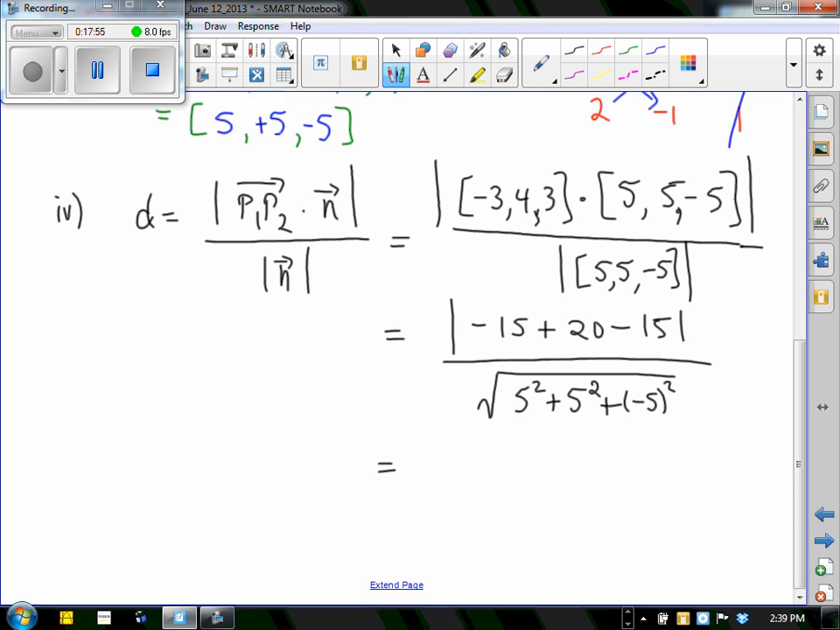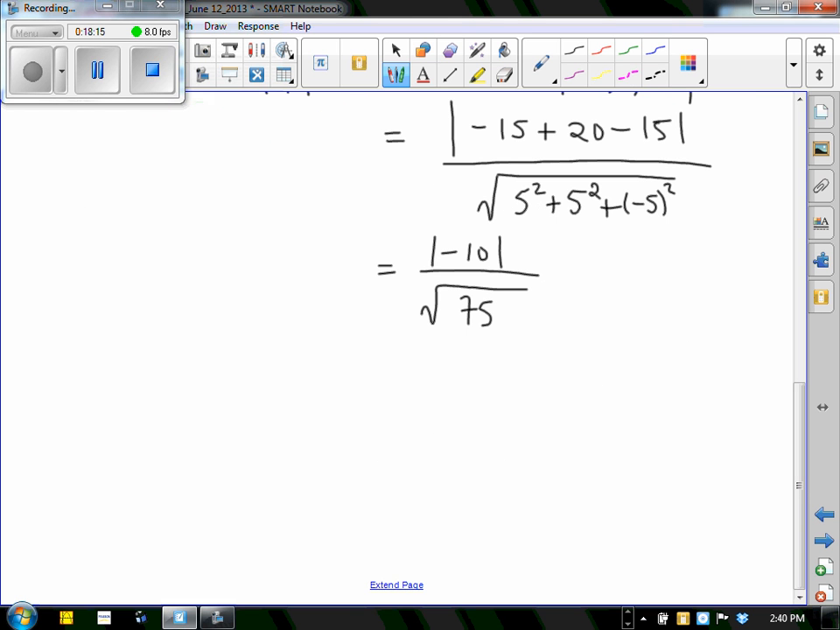So numerator absolute value here, we have negative 15 and 2 of them. That's minus 30 plus 20, is the absolute value of minus 10. And we're going to have the root of, let's see, we have 3 25s, don't we? So we'll have the root of 75. So that would be equal to 10 over the root of 75. So as an exact value, that is the distance between those two lines, which are skew lines.